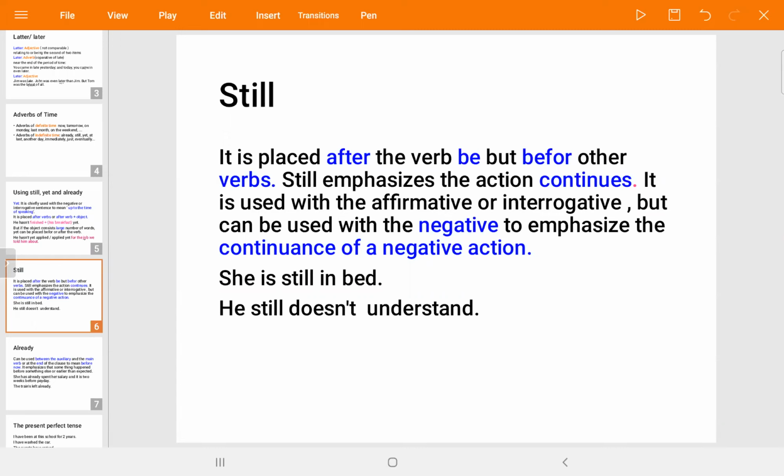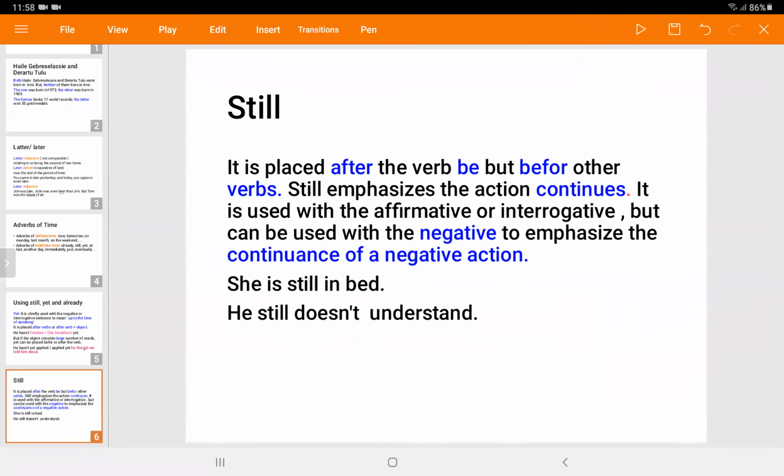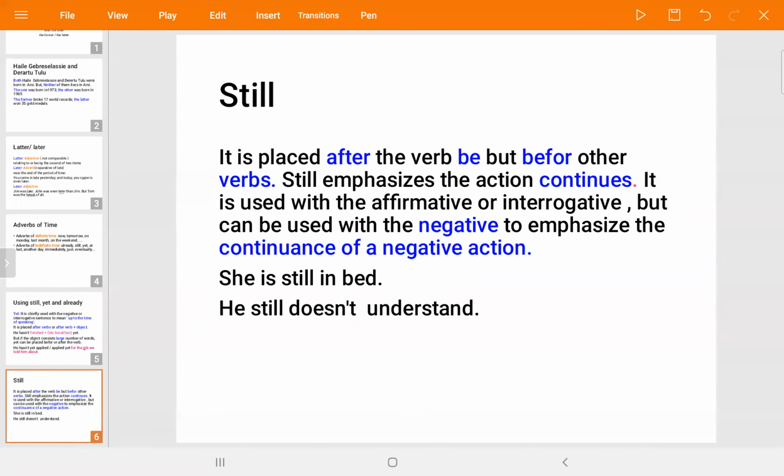Let's go to the example directly. She is still in bed. Here, is is the verb to be, so after the verb to be, we use still. With other verbs, it is used with the affirmative or interrogative, but can be used with the negative to emphasize the continuance of a negative action.